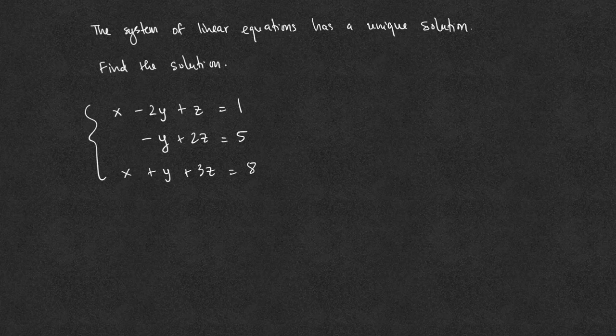The system of linear equations has a unique solution. Find the solution. x minus 2y plus z equals 1, negative y plus 2z equals 5, x plus y plus 3z equals 8. In this system of equations, there are three equations. We can regard these equations as rows.